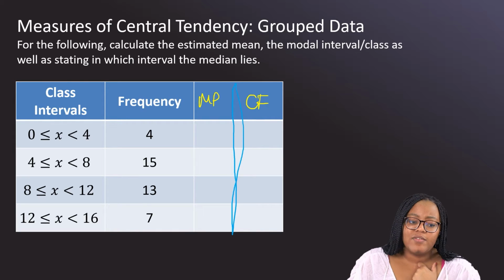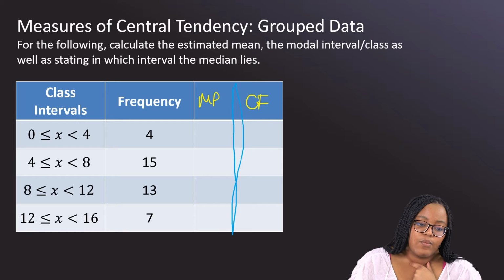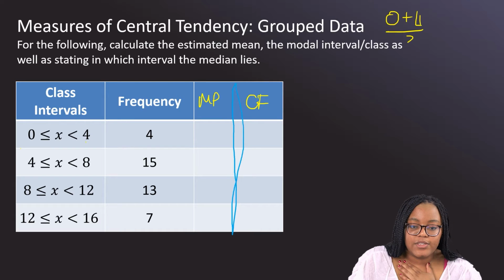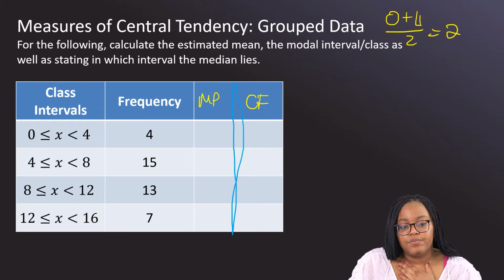So to find the midpoint of the class interval, that is where our data lies between 0 and 4, I'm simply going to add 0 to 4 and divide it by 2. And we're going to get a value of 2 for our midpoint. Therefore, the midpoint of that class interval is equal to 2.